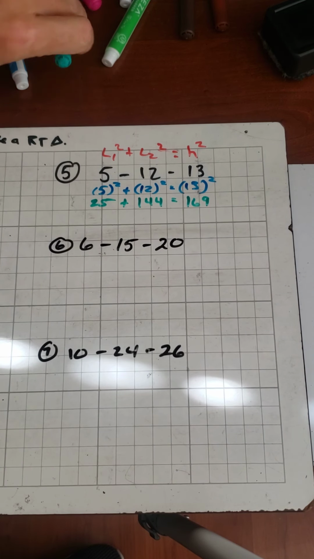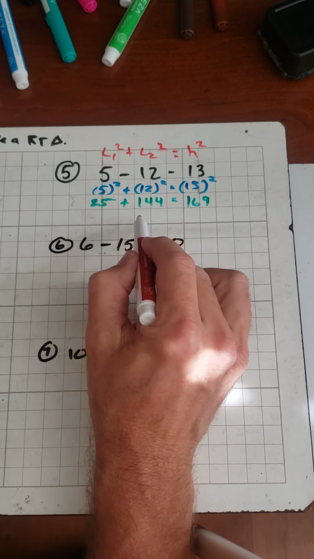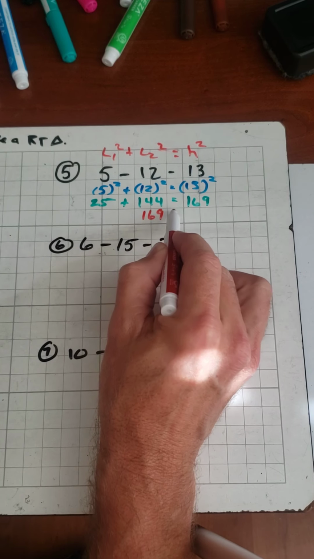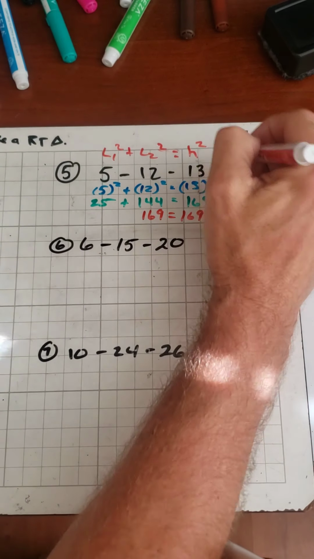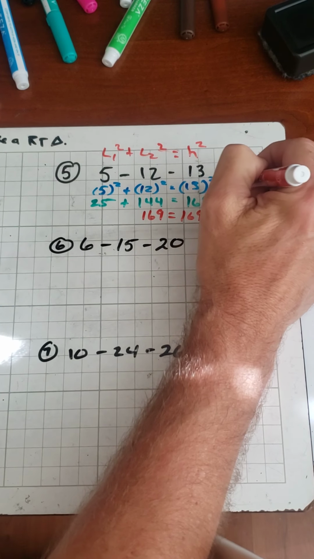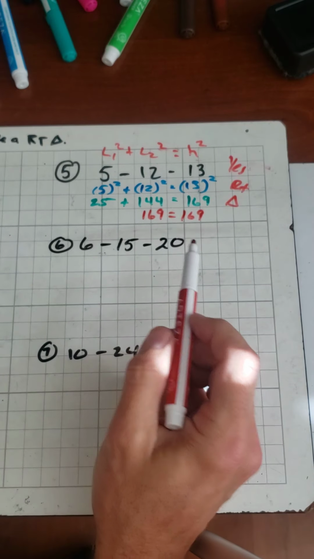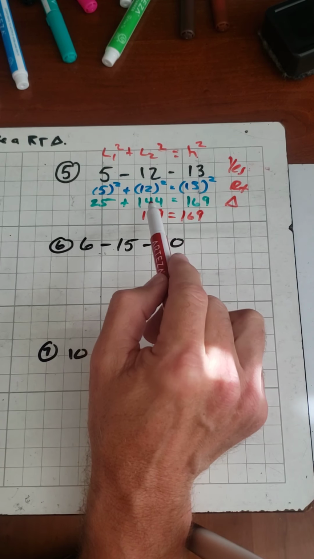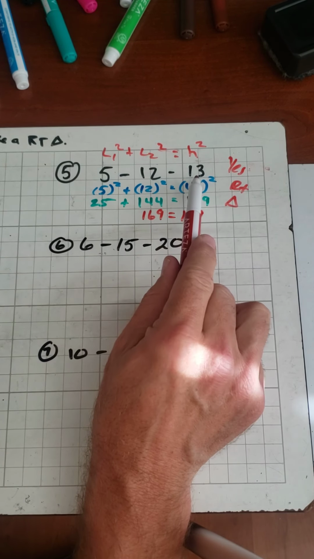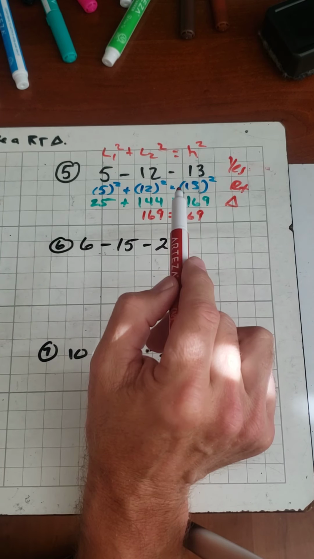Okay, so if I look at that, 25 plus 144 is 169, and I see that is equal to 169. So that means yes, a right triangle. So we see that a 5, 12, and 13 will create a right triangle. A height of 5, a base of 12, and a hypotenuse of 13. Or a base of 5 and a height of 12 and a hypotenuse of 13.